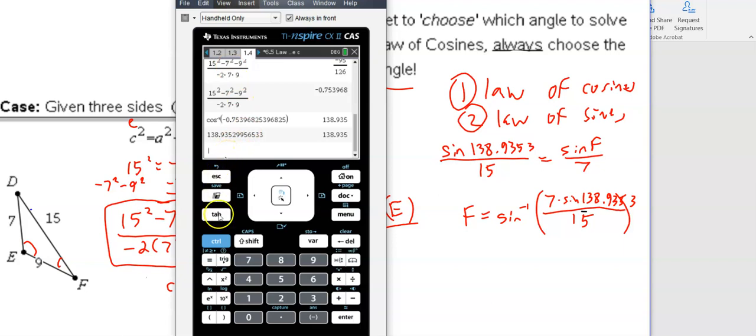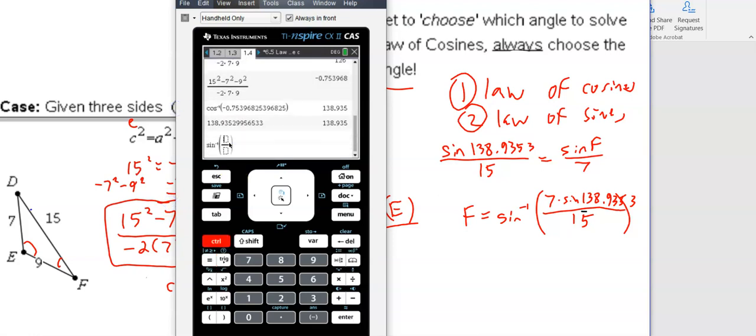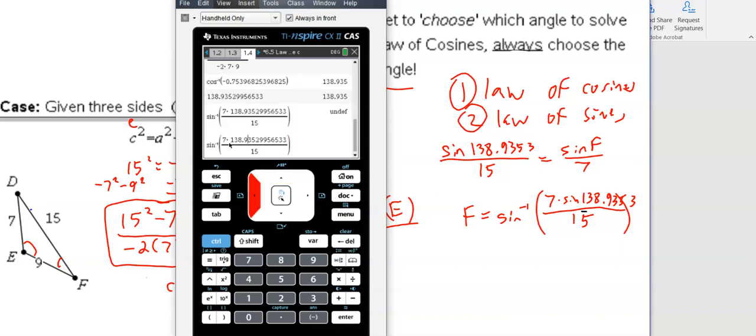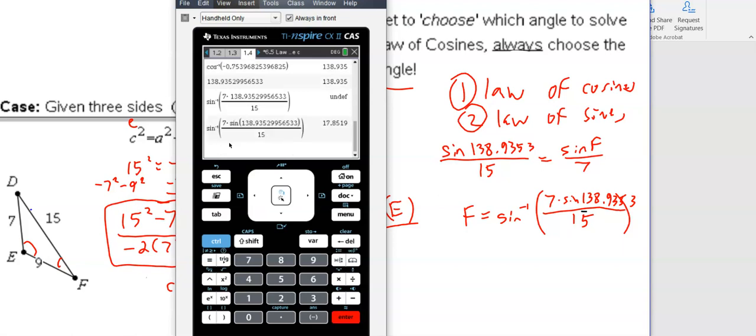So we get inverse sine of the fraction 7 times, see if I can grab that, 138.953 divided by 15. Okay, sorry about that. Let me do the correct problem. So it was sine times sine of that number. There we go. That makes sense. So F is, well, a pretty small angle. It's 17.8519.